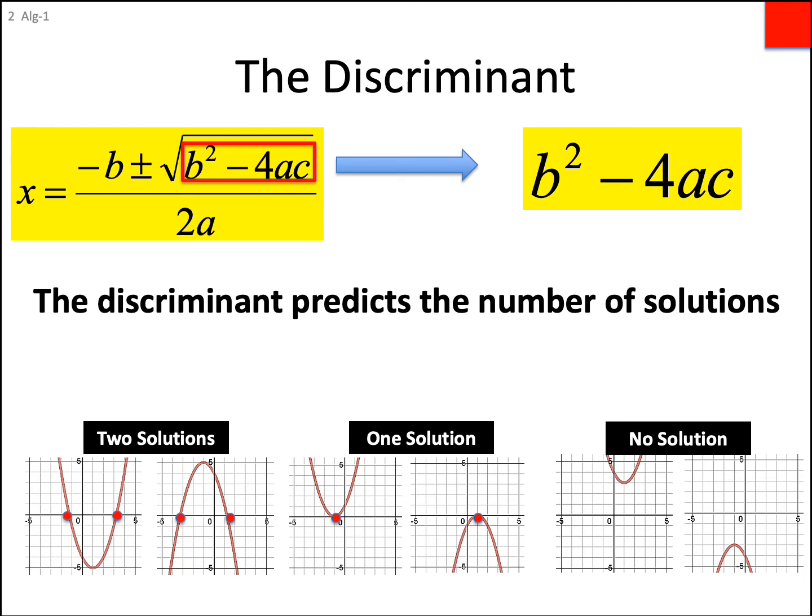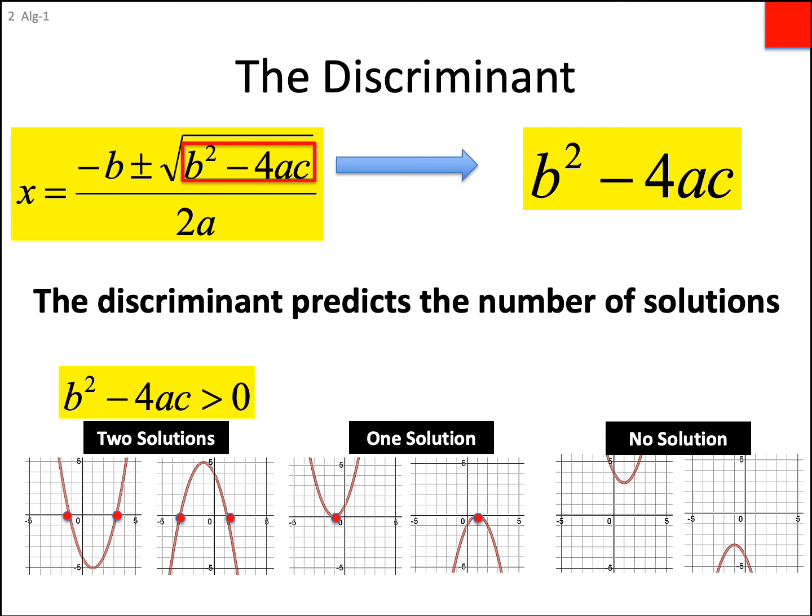Well, let's think about this. Okay, well, let me back up. If b squared minus 4ac is any number greater than 0, then you take the square root. The square root of 3, the square root of 13, the square root of 16, right? Then that will give you plus or minus whatever that answer is. That's how you get 2 solutions.